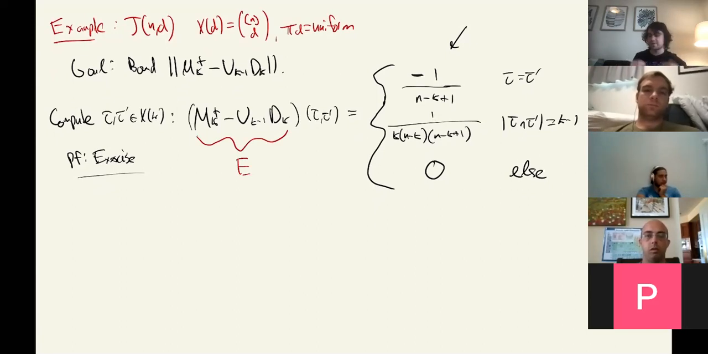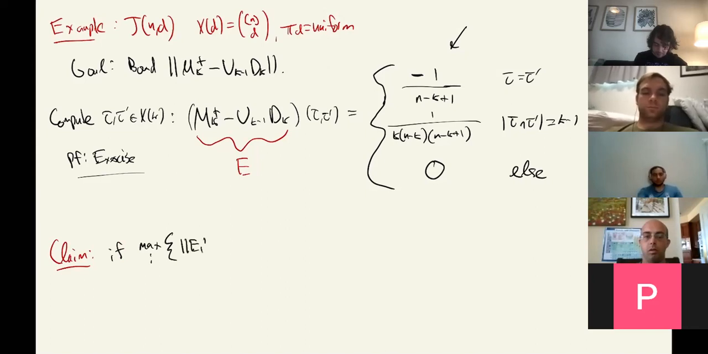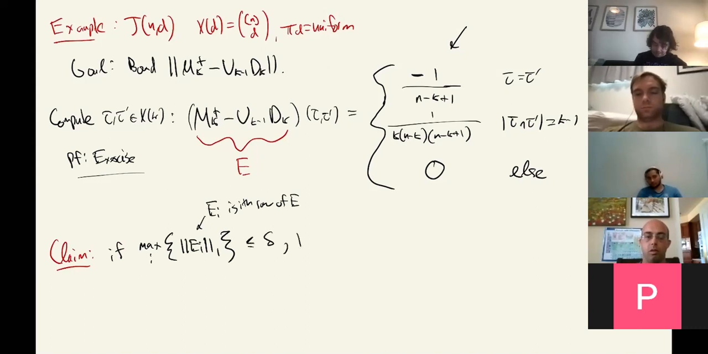This will actually hold for any operator, not just for M_k plus minus U_{k-1} D_k. So let me make this claim about a new way to bound the spectral norm that we haven't seen so far in this class. I claim that if the maximum L1 norm over rows of E, where E_i is the ith row of the matrix E, is less than or equal to delta, then the spectral norm is also bounded by delta.